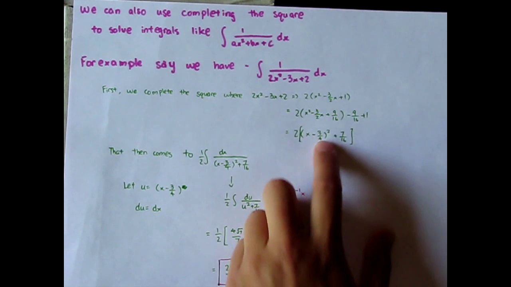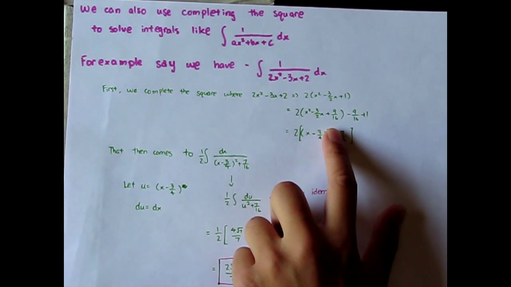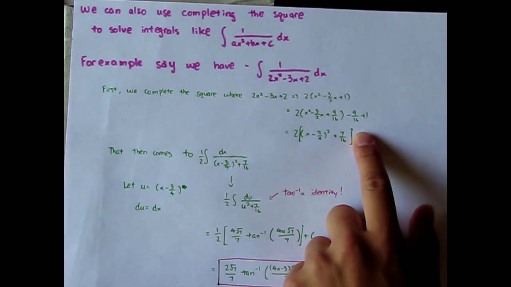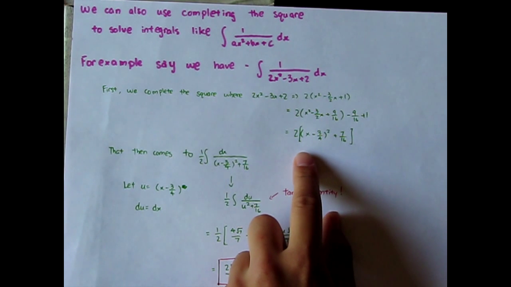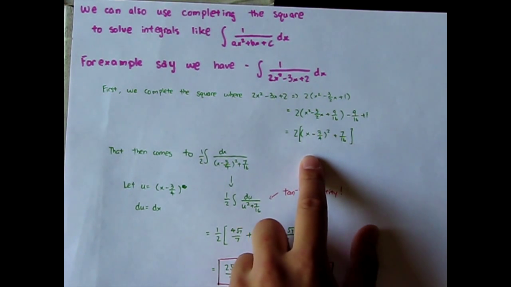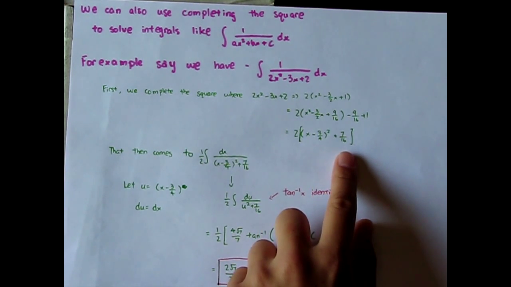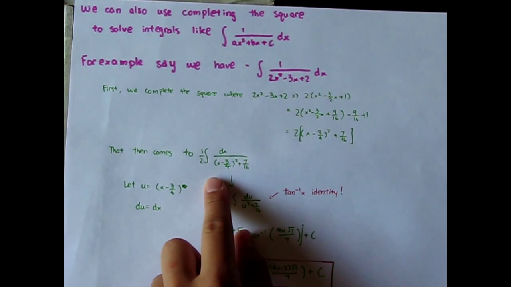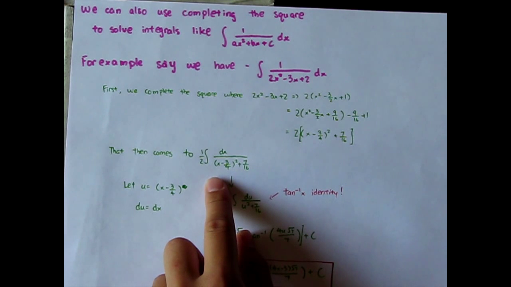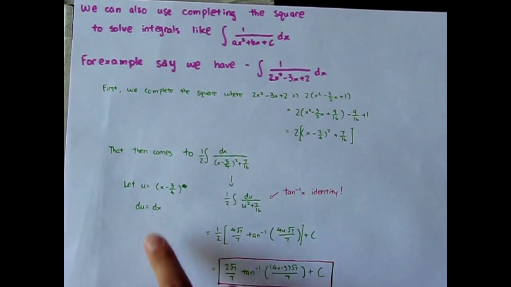We would complete the square inside here to arrive at x squared minus 3 over 2x plus 9 over 16, subtract 9 over 16, and then add the 1. We would then come to 2 times the bracketed quantity x minus 3 over 4 squared plus 7 over 16. We would thereby substitute to 1/2 of the integral of dx over x minus 3 over 4 squared plus 7 over 16.